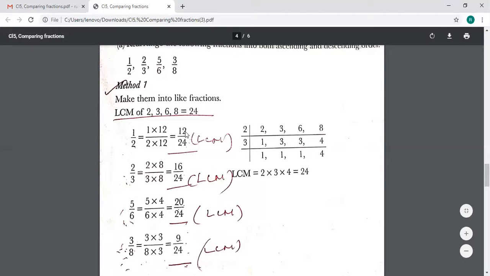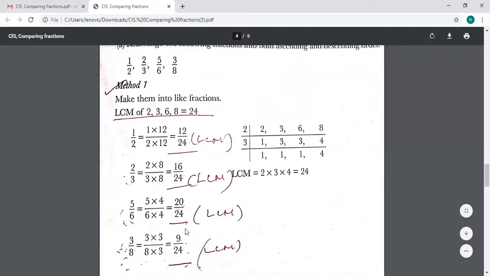So how will you get the numerator? You multiply both by 12, 2 into 12 is 24. So the numerator also you'll multiply by 12. And accordingly, you will find the equivalent fraction of 2 by 3, whose denominator is 24. So like that, you find out all the fractions.